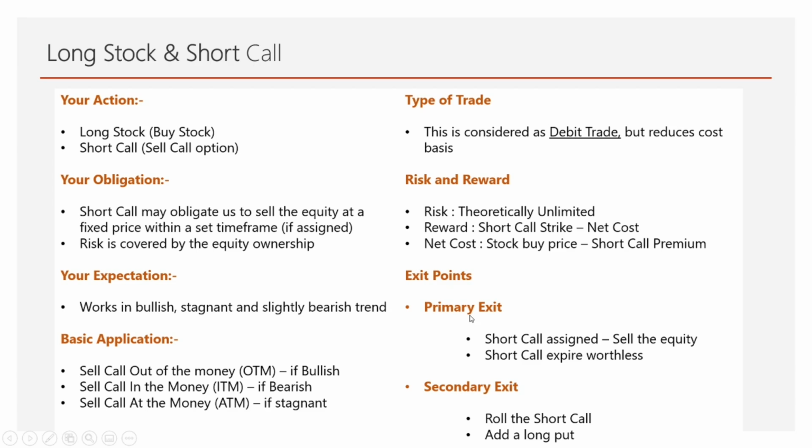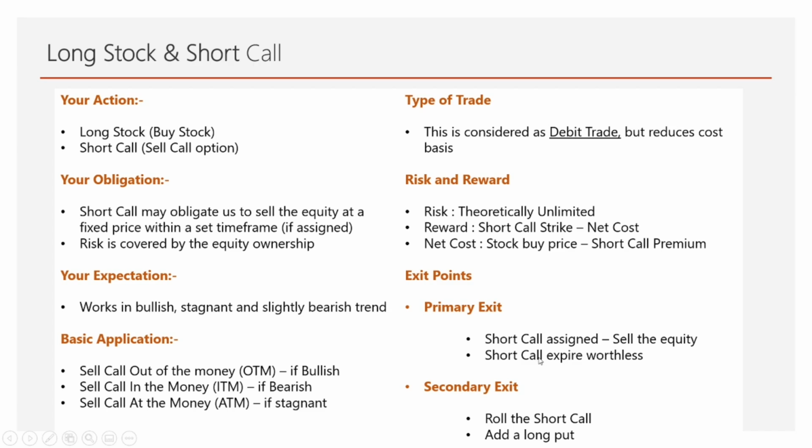What are the exit options? Primary exit: when the stock market is bullish, for example, you have a short call at the strike price of $100. Now the stock price goes to $110. What happens? You are the seller, you sold the call, and there is a buyer. He'll be interested to buy the stock for $100 because your strike is $100. You are obligated to sell it for $100. So the buyer will ask you to sell, and at that time you need to sell it for $100. So when the short call is assigned, sell.